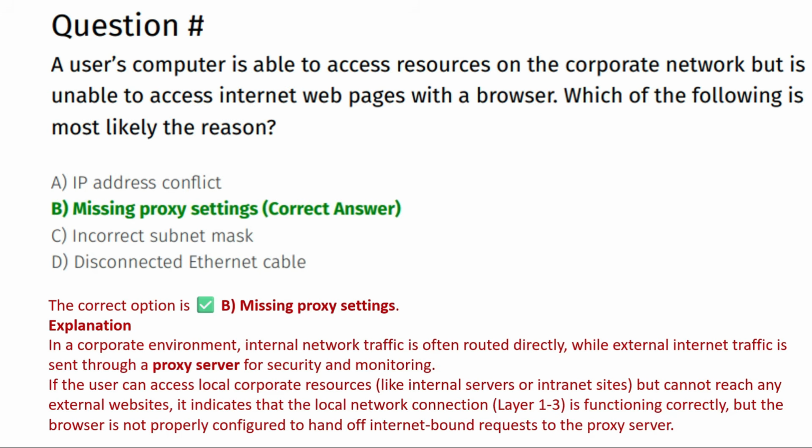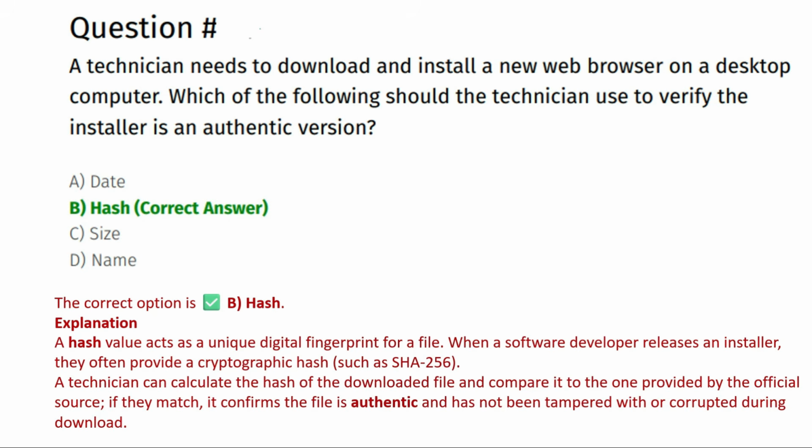So let's move to the next question. The next question is, a technician needs to download and install a new web browser on a desktop computer. Which of the following should the technician use to verify the installer is an authentic version? Option A, date, option B, hash, option C, size, option D, name. And the correct answer for this question is option B, hash.